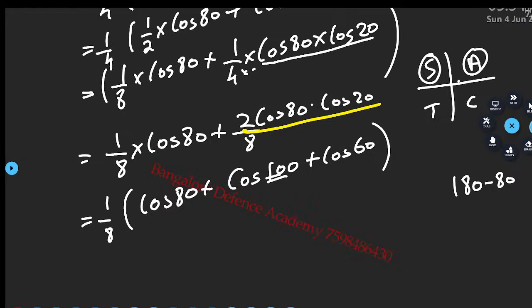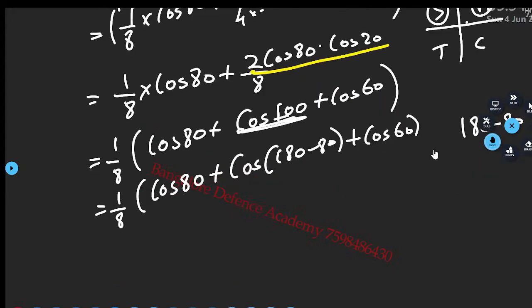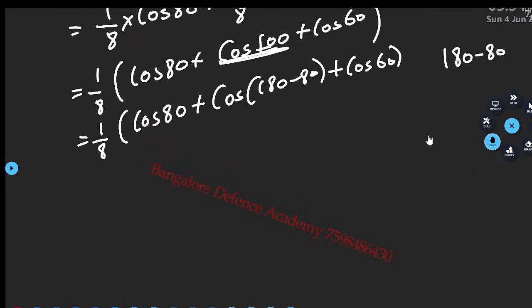Can I write it like this? Okay, so what I do here, this is 180, this is cos 80, and this can be written as cos of 180 minus 80 plus cos 60. Did you all understand? This step, did you all understand? Okay, now in the second quadrant what is happening? Cos is positive or negative?